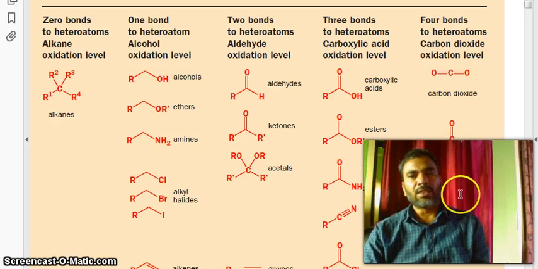This carbon is attached with fluorine, fluorine, chlorine, chlorine. So it is attached with 2 chlorines and 2 fluorines. So total 4. So 0 bonds to heteroatoms, 1 bond to heteroatom, 2 bonds to heteroatom, 3 bonds to heteroatom, and 4 bonds to heteroatom.